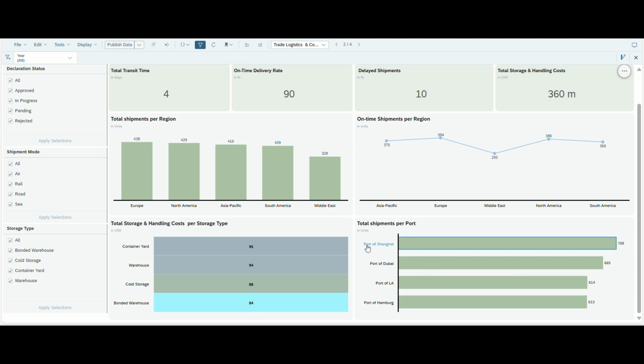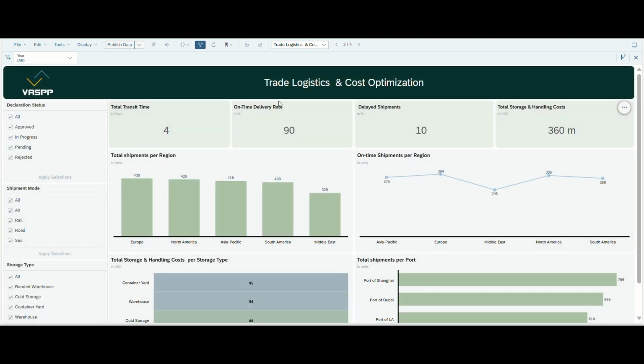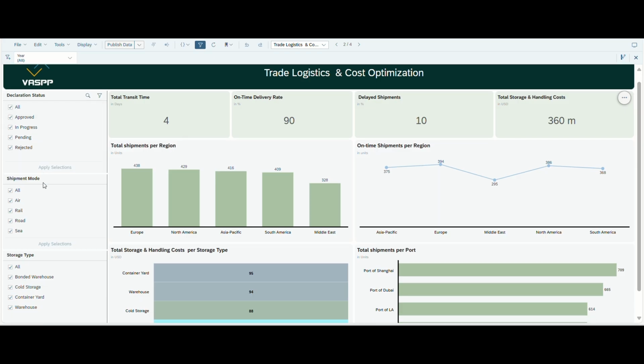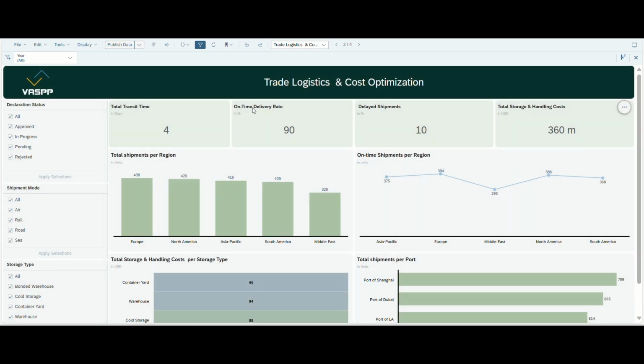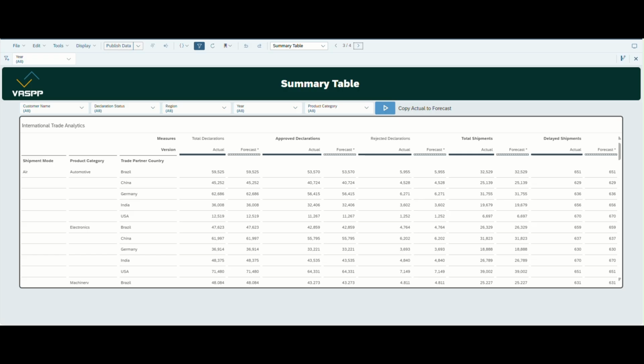Altogether, this page transforms logistics data into actionable intelligence, equipping you to reduce delays, control storage costs, and optimize trade flows across regions and modes. Moving to the third page, which is your bird's eye view, the trade summary table. But don't just see it as a report, see it as your strategic compass.